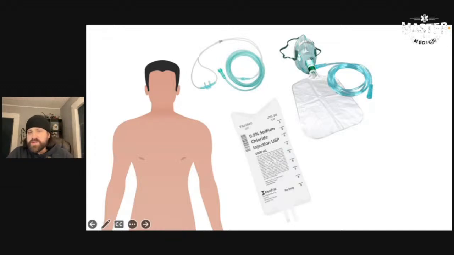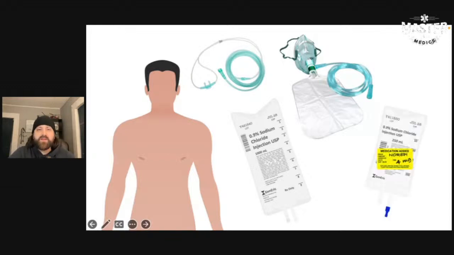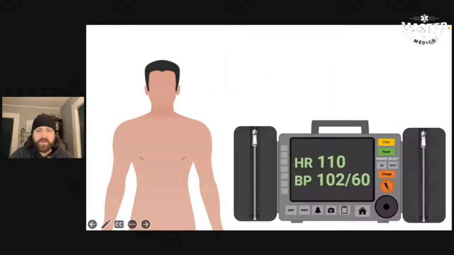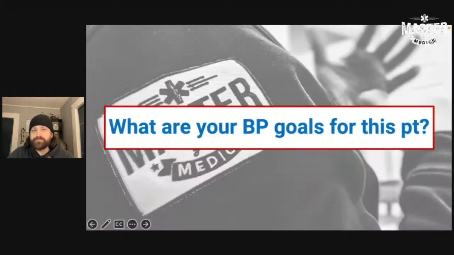You gave 2 fluid boluses for a total of a liter or 3, depending on how you split it up. And you started norepi and are titrating that, using your standard dosing and titrations based on your local protocols. So now his heart rate is 110 and his blood pressure is improved to 102/60. So are you okay with that blood pressure?